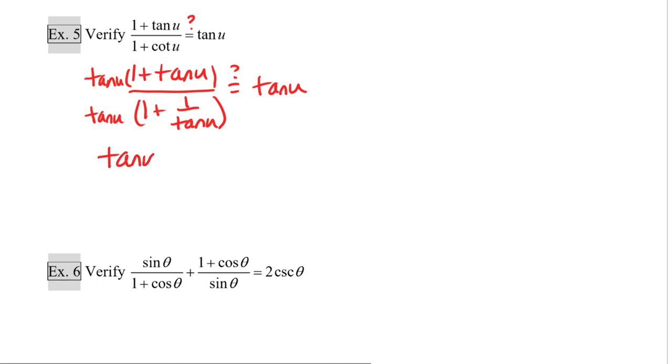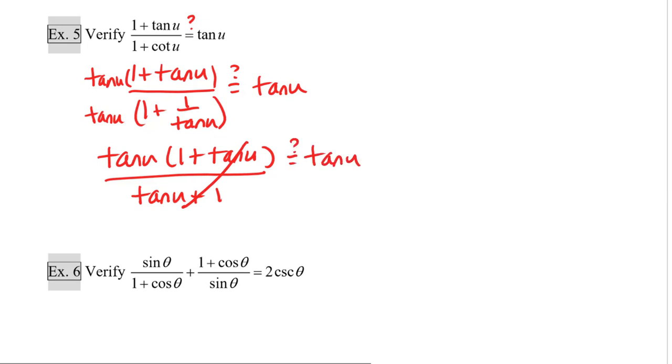So the numerator is still tan u times 1 plus tan u, and when I distribute the denominator, I'm going to get tan u plus 1. Well, that's the same as 1 plus tan u, and so finally I get tan u equals tan u, and we're verified.